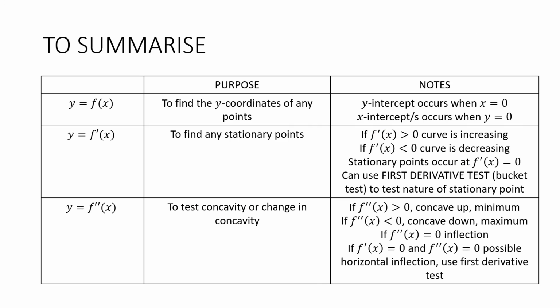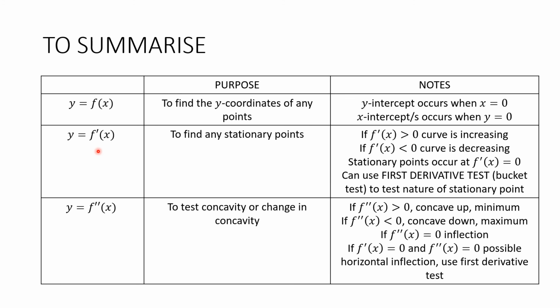Okay, that's been a fairly big lesson. Let's summarize what we've learned. It's really important that you know the difference between the curve, the first derivative and the second derivative, and their respective purposes. So let's go through them. The curve. The purpose is to find the y-coordinates of any points. So anytime you find a critical point, like a turning point, go straight back into the curve to find the corresponding y-coordinate. Remember, y-intercept occurs when x is 0, x-intercepts occur when y equals 0.